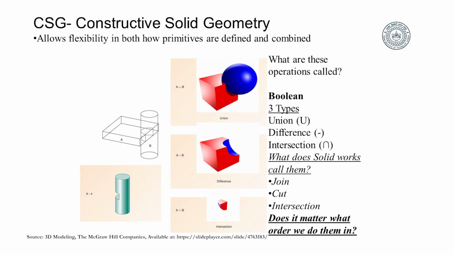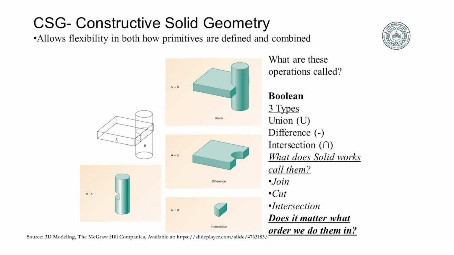You can see, if you carry out the union of these two, you get this. If you carry out the difference, you get this, and if you carry out the intersection, you get this. Here you see A minus B and B minus A. If you do A minus B, you get this shape, and if you do B minus A, from B you subtract A, you get this. So, depending on what you are subtracting from what with the difference operation, you will get different parts.